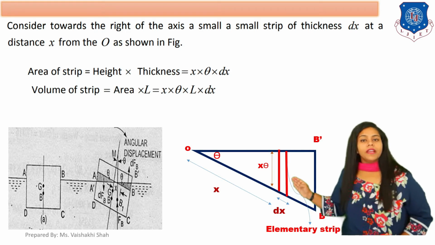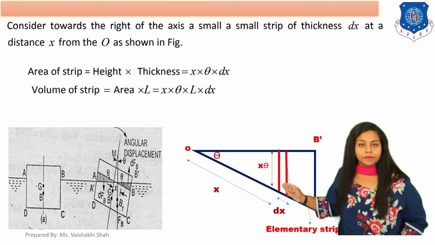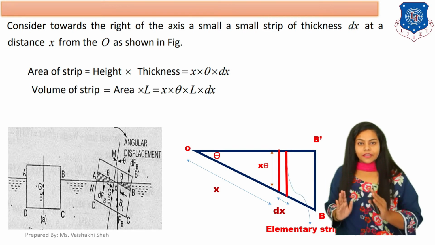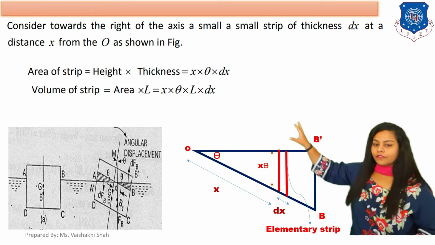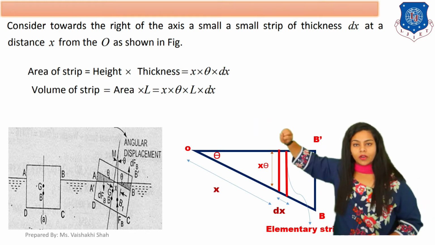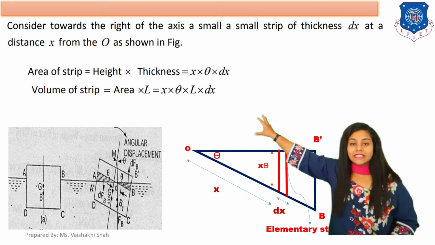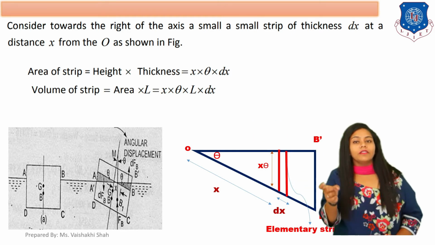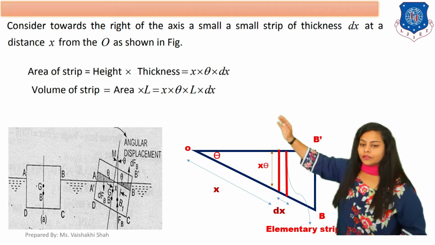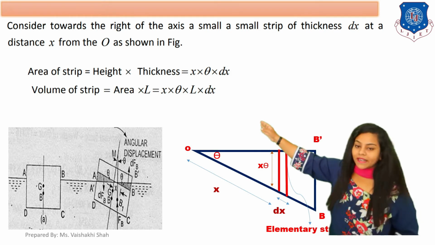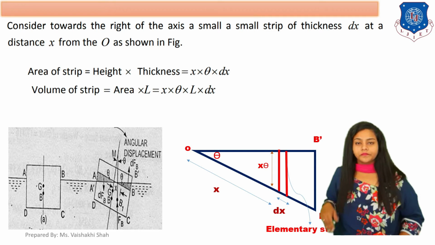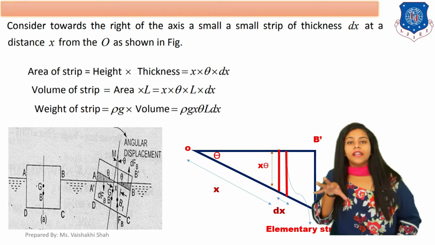Now if we have to find the volume of this strip, the equation for volume is area into length. We know the equation for area, which is x theta dx. The length of this strip we are considering as capital L. So the volume is x theta dx into L. Clear?